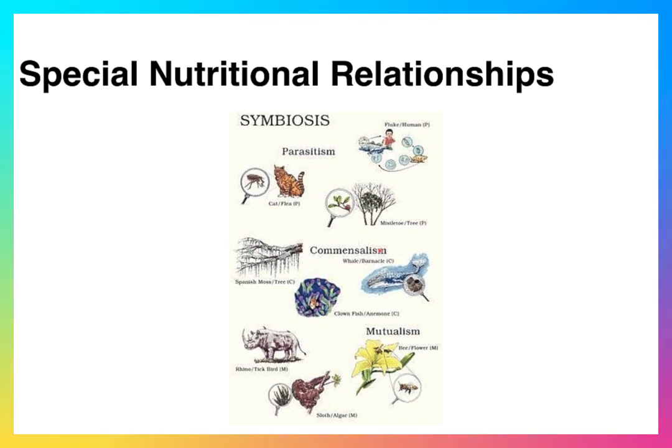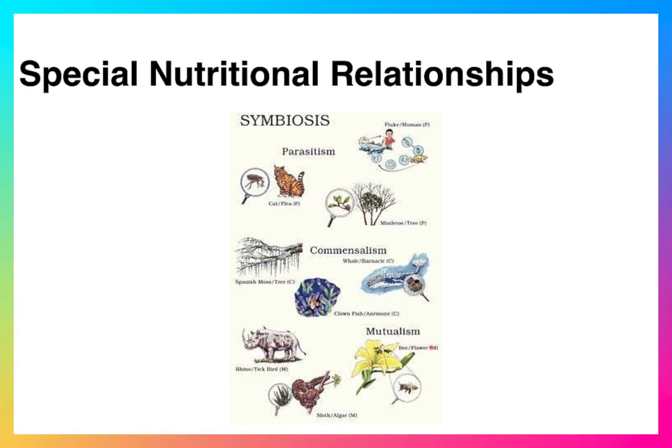Commensalism, as I said, is where the one organism benefits. Here, Spanish moss benefits, and it has no effect on the tree. The barnacle benefits. It has no effect on the whale. The clownfish hiding here in the anemone benefits. The anemone acts as a protector to the clownfish. The anemone does not benefit from the clownfish, but the clownfish benefits from being protected from predators. And then mutualism is where both organisms benefit.